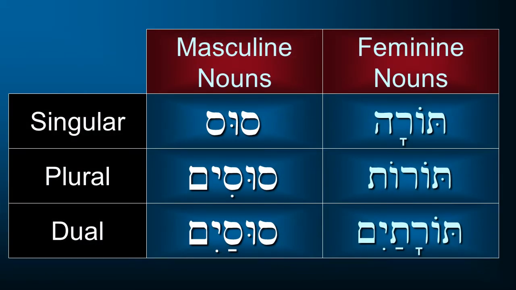Now, here's what that looks like, and we're just borrowing in the middle column. The word sus is horse. So the singular would be sus, susim would be the plural, and then the dual, susaim. Notice it looks quite a bit alike, and it's easy to confuse the dual and the plural, at least in this case. And that's a masculine noun.